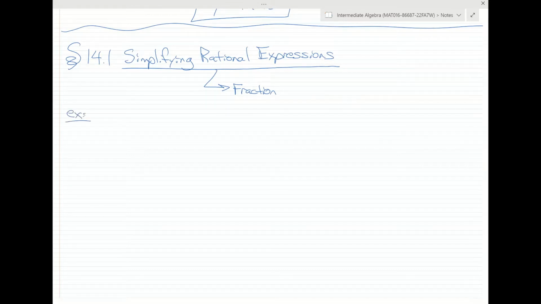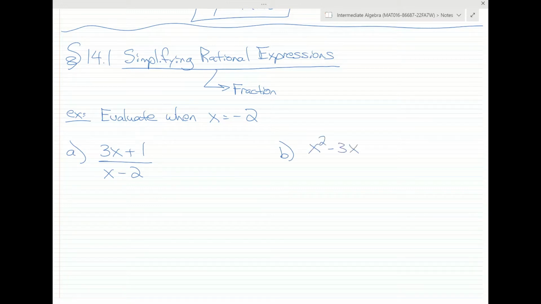We'll just evaluate when x is equal to -2. And we'll take a look at a couple examples. Let's say we had (3x + 1) over (x - 2). And let's say we had (x squared - 3x + 2) over (x squared - 4x - 3).